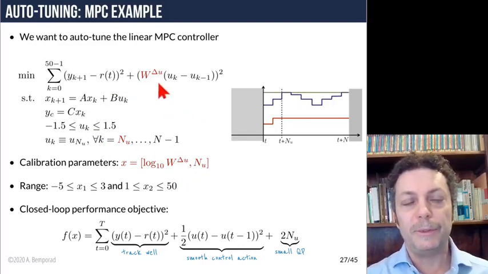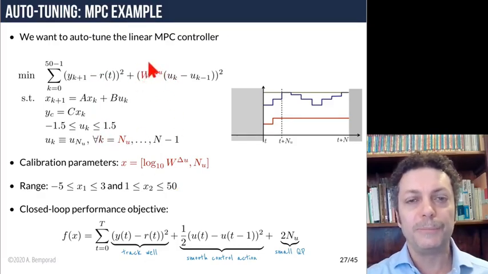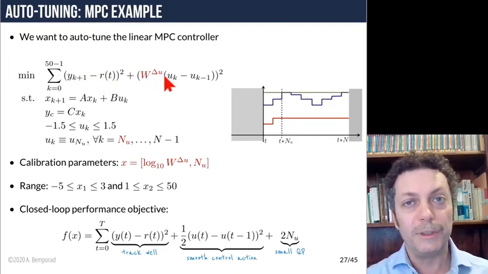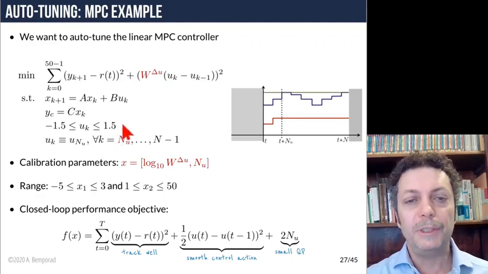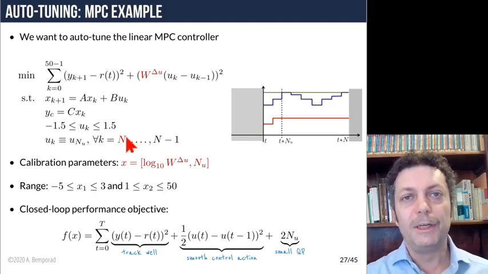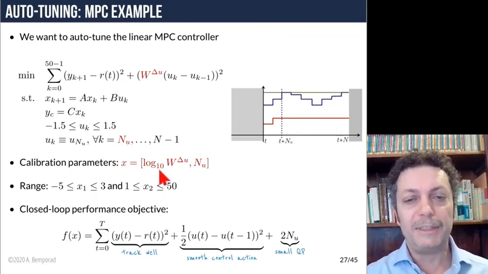Say you have a simple tuning problem of an MPC controller, one input, one output. You want to choose a value of the weight on the input increments, okay, to trade off between tracking errors and the smoothness of the control action. And also you leave the control horizon as a degree of freedom. Ideally, you would like to minimize the number of degrees of freedom you have in the optimization, because this is a proxy for the complexity of the quadratic programming problem. So let's take the logarithm of the weight and the control horizon as our calibration parameters.